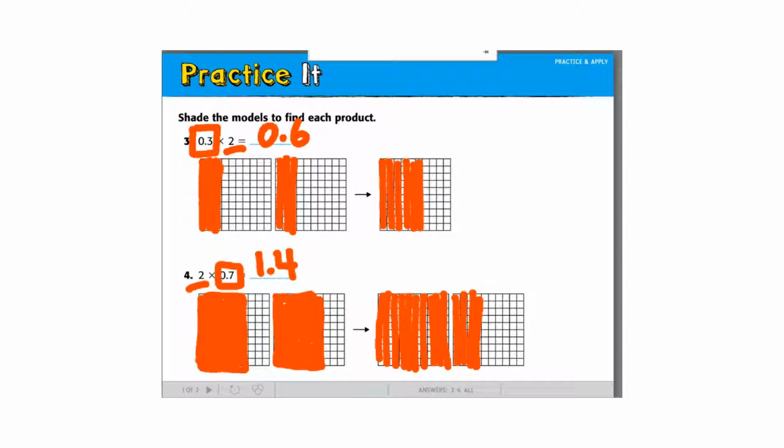Okay? That is what you're doing for math today. So tomorrow, we're going to bump it up where I'm going to show you the algorithm for multiplying and how to place your decimal point. But for today, make sure you're doing the shading.